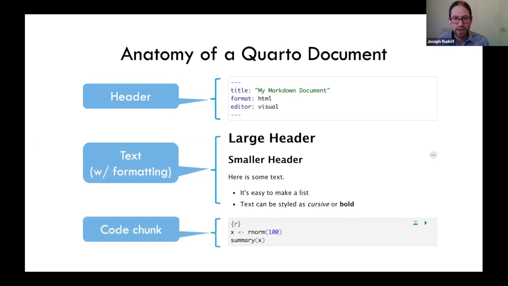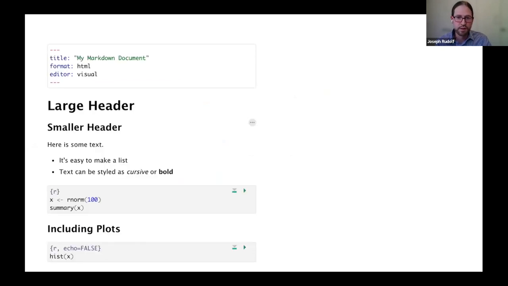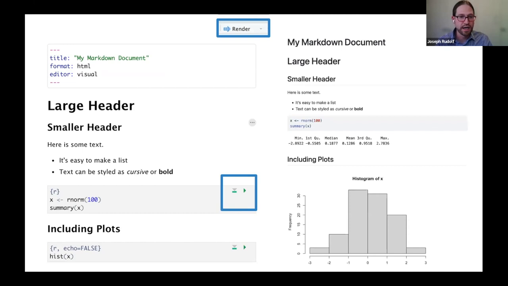And finally, there are code chunks. Code chunks include R code that can be executed to output results. Within the Quarto document, we can execute a single code chunk by clicking the Run Code Chunk arrow, which looks a little bit like a green play button, which I've highlighted here. And also with the click of the button called Rendering, we can turn a Quarto document from the text on the left here to this organized and annotated and presentable document here on the right.